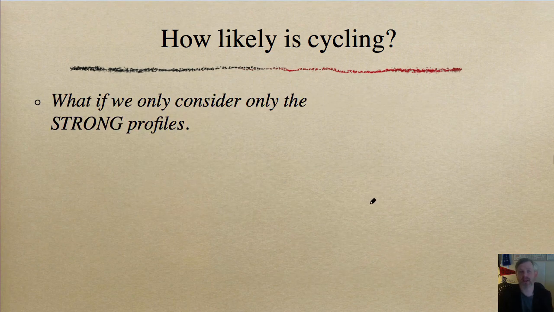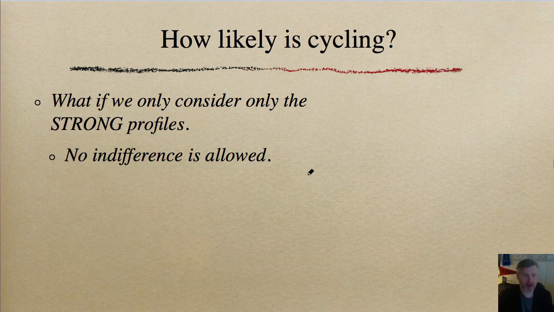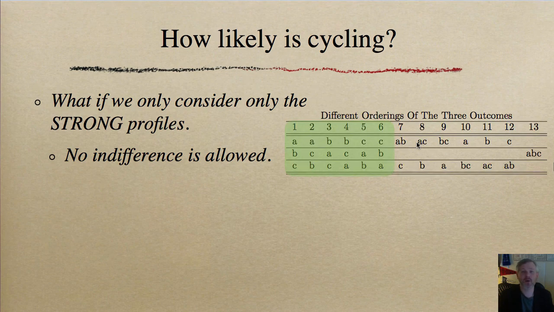So to simplify this a little bit, we're only going to consider the strong profiles in order to make the calculations a little bit easier. So when I ask you to calculate the probability of a Condorcet vote cycle, you're only going to be looking at the strong profiles. That means no indifference is allowed, all right? So of those 13 different orderings, there are 6 of them where there is no indifference. So when we calculate the probability of a cycle, we're just going to get rid of these and calculate this.